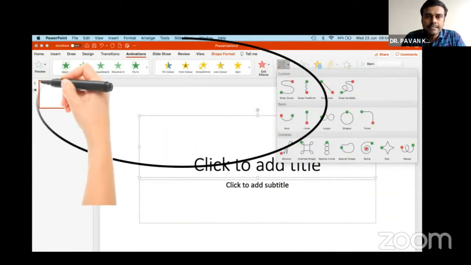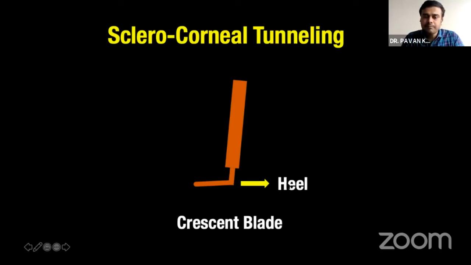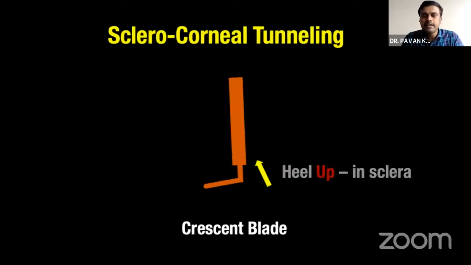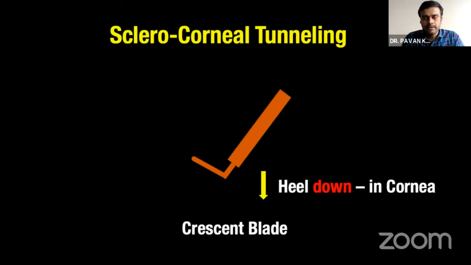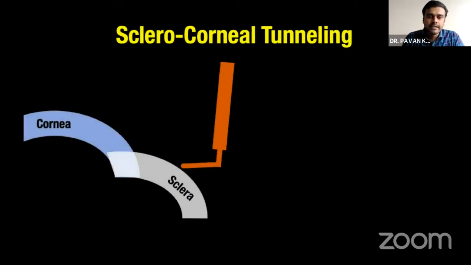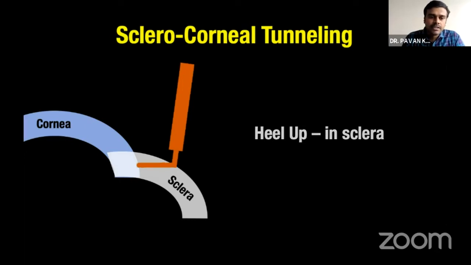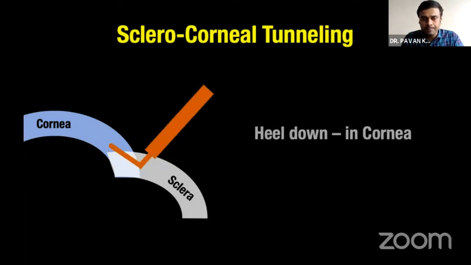To show a few examples, as we know, this is the crescent and this is the heel. So we teach all the residents that the heel has to be up when we are dissecting the sclera, and it has to be down when dissecting the cornea. To make it more understandable, as we see, in the sclera the heel has to be kept up, and as soon as we enter the cornea, the heel has to go down.